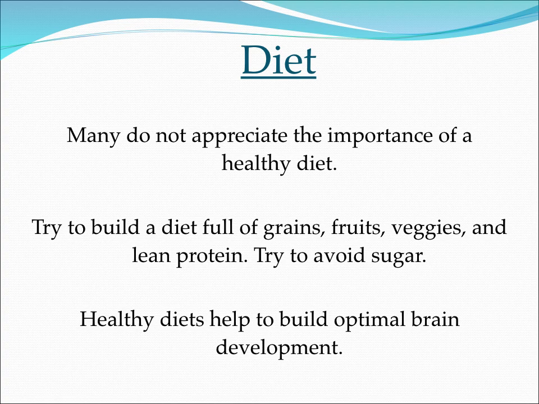Diet also goes a long ways in helping youth with reactive attachment disorder, yet sadly many do not appreciate the importance of a healthy diet. A healthy diet goes a long ways in building optimal brain development. So try to build a diet that's full of grains and fruits, vegetables, and lean protein, and try to avoid sugar, sugary drinks and sodas, sugary snacks. Snacks can be nuts and fruits. Again, a healthy diet goes a long ways in helping to build optimal brain development.